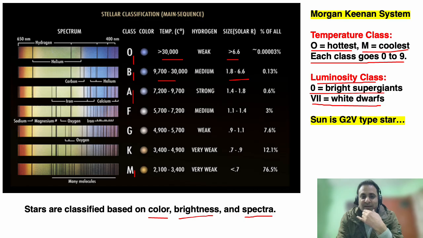Now if you combine the two, for example, the sun is a G2V type star. It means that it's a G star, with temperature class 2, and it has luminosity class 5. So it's a G2V star. This is how the stars are classified.